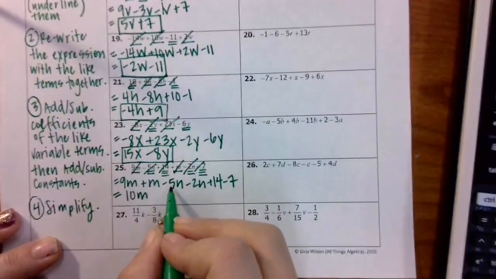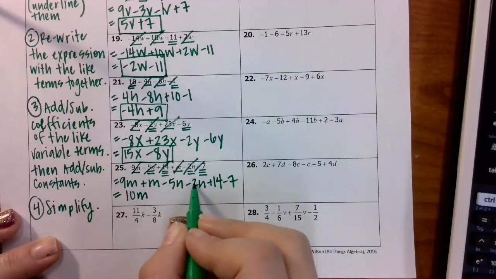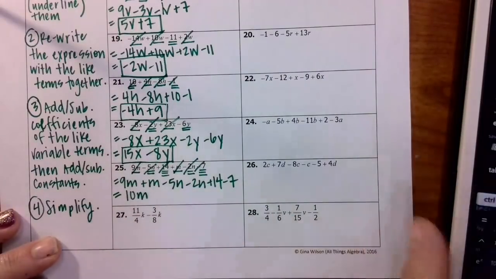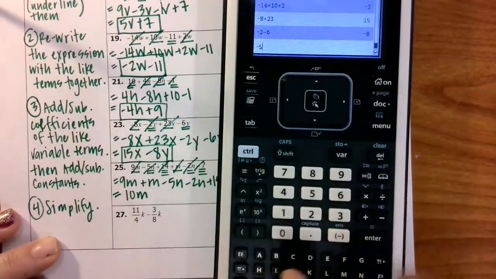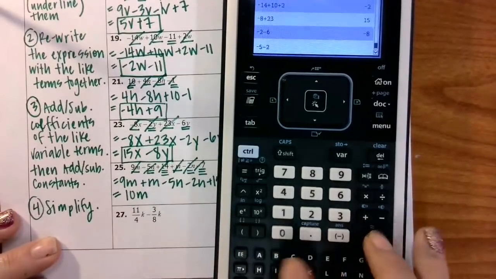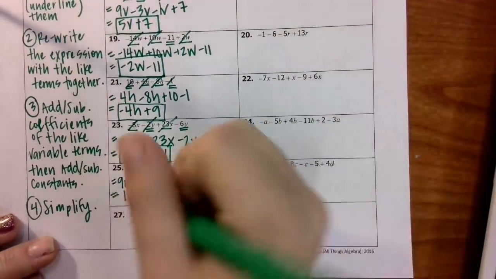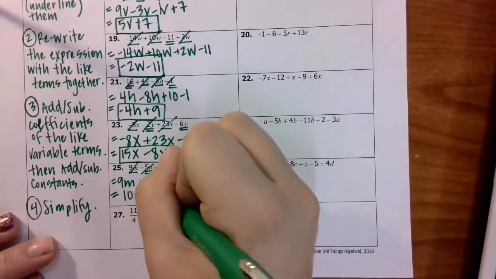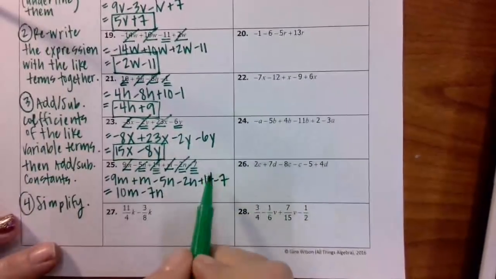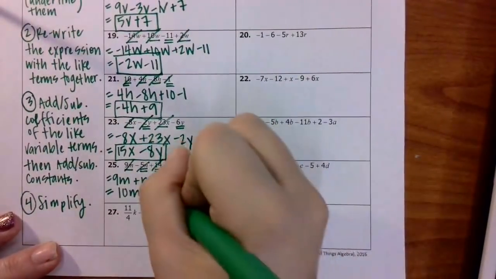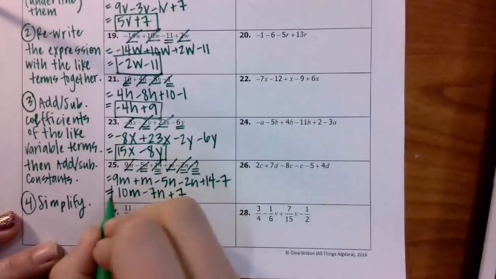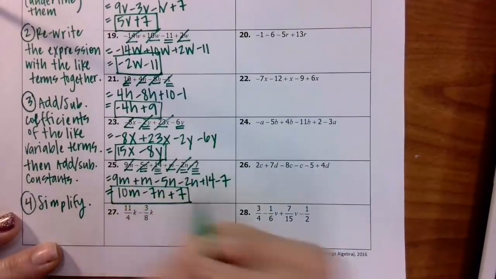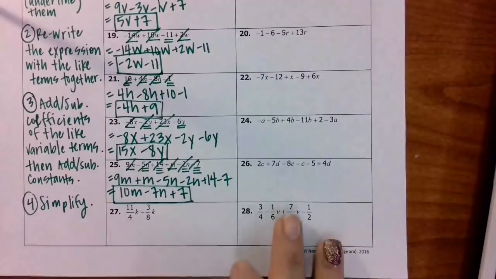Now, negative 5 minus 2 is negative 7. Negative 5 minus 2 is what you're putting in your calculator. Gives me negative 7. You should be practicing this on your calculator to make sure that you're putting everything in right. Minus 7n. And then 14 minus 7 is just 7, so plus 7. I can't combine any of those because they're not like terms. That's my final answer. All right, last problem.